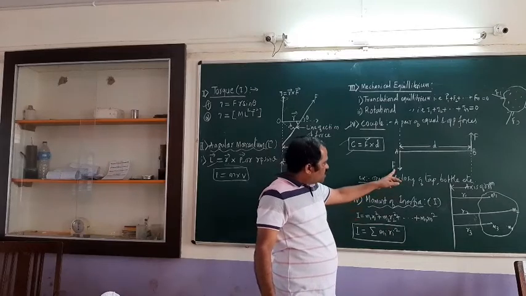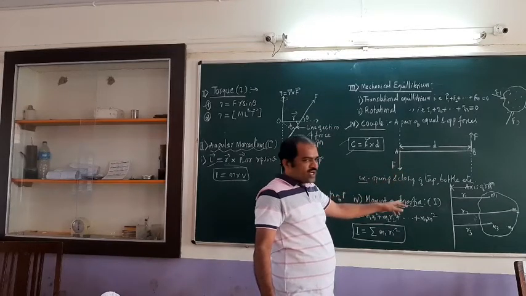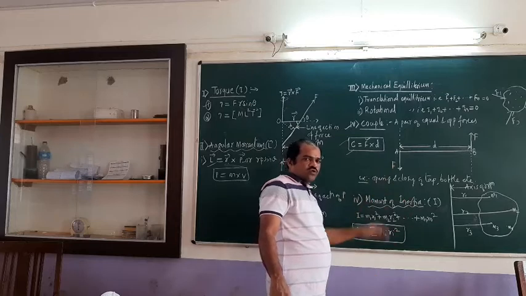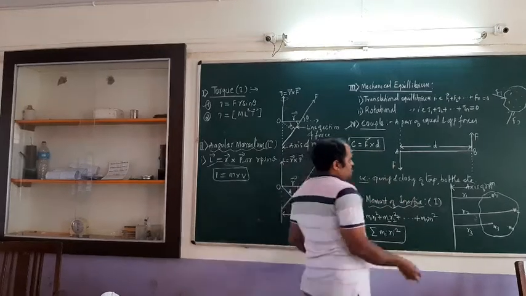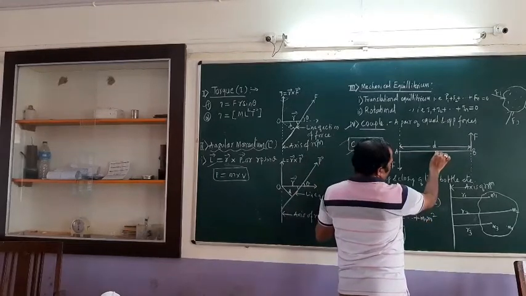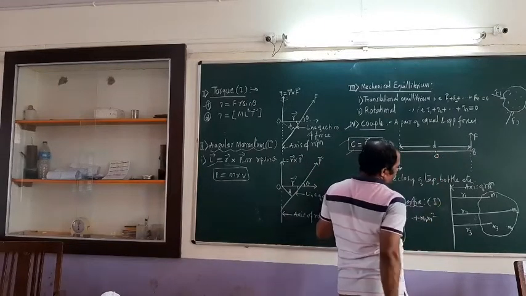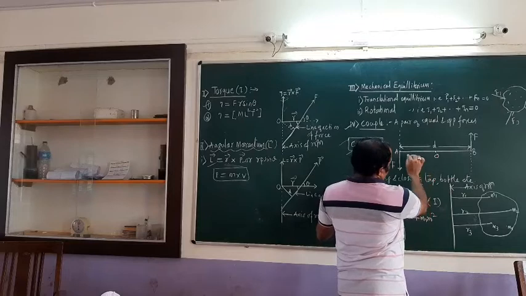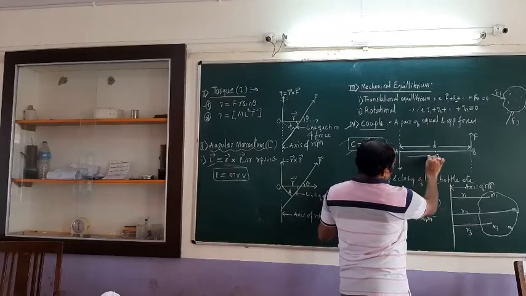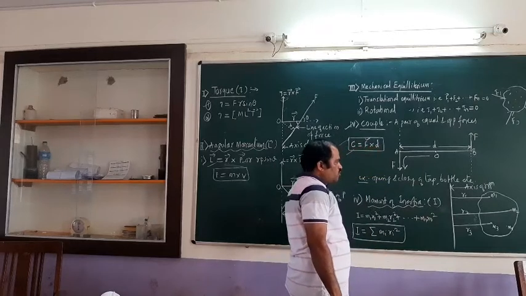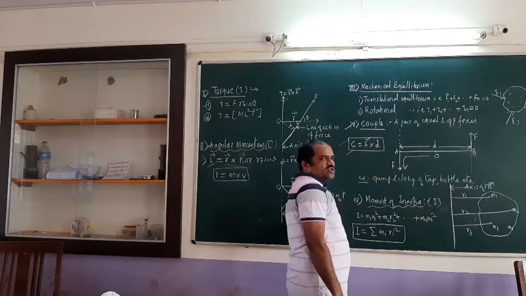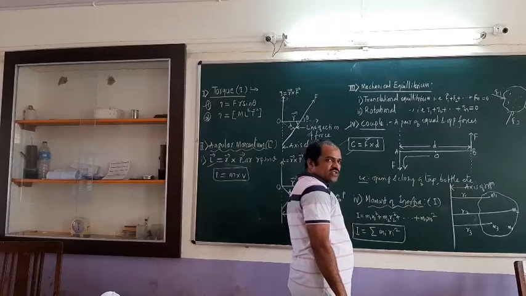Means one force is going to rotate the body in one direction, and another force is going to rotate the body in another direction. So if I consider a fixed point here, then from this, this is one direction of the force. So it is going to rotate the body in which direction? That is the anti-clockwise direction.